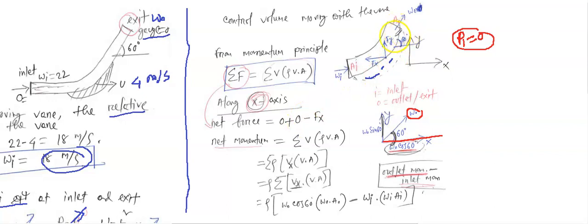For the outlet and for the x-axis we have only this force Fx, and you can see it is going in the opposite direction. That's why this is negative Fx. So that's the net force we have. Now for the net momentum, the formula is the sum of V rho V dot A. So we write the rho here, and we are calculating along the x-axis, so we write Vx, and this is the dot product V dot A.